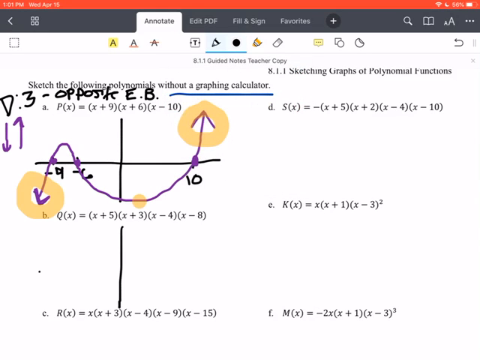We can draw in our axes and think about what is the degree. The degree is 4. We have 4 factors. And then what is our end behavior? Our end behavior, because it's an even degree, is going to be the same at both ends. Because there's no negatives, we think of the parent graph of a parabola, which is straight up in both directions.